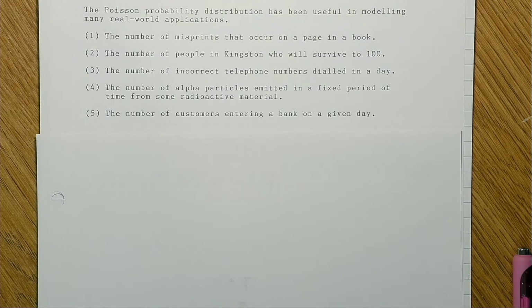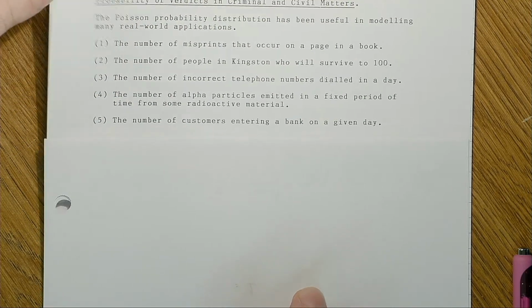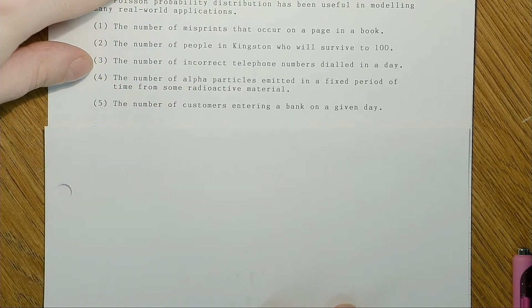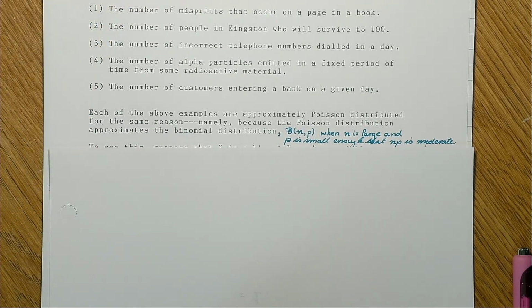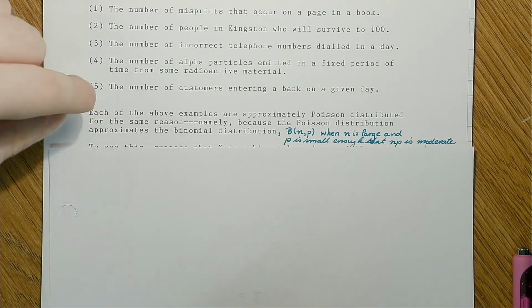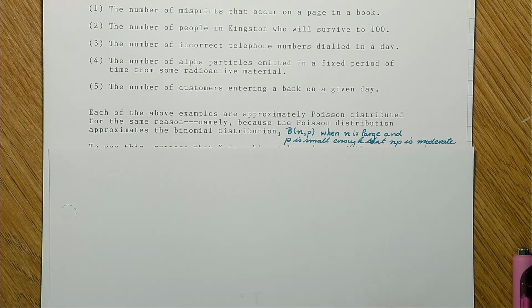What it's really doing is trying to model things that kind of randomly happen through time. And so if you pick a certain day, you could think of how many accidents could happen on a highway, or the number of wars in a given period. Each of those examples that I'm giving are approximately Poisson distributed for the same reason, namely that the Poisson distribution approximates the binomial distribution.